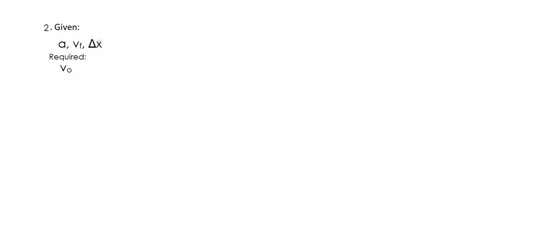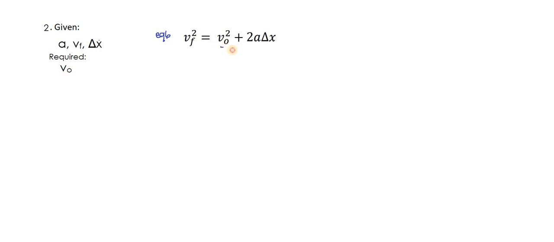Okay, then when time is not given, we'll be using equation number 6. So from this, you can see we have final velocity, initial velocity, acceleration, and the change in displacement. So let's derive. This is our equation 6.